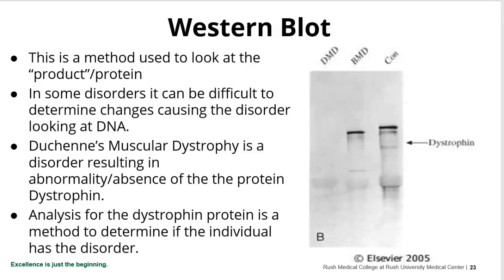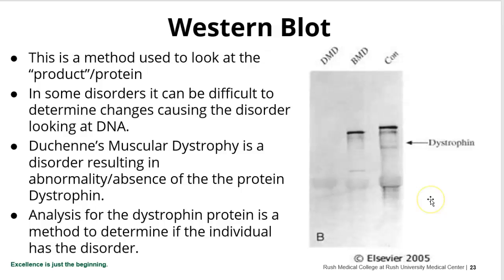And then Western blotting is looking at the protein. And this was used a lot more when there were so many mutations to certain genes that we weren't very good at being able to determine what it was. So we actually looked at the protein that got made. So this is kind of the end product. Did we make a protein?